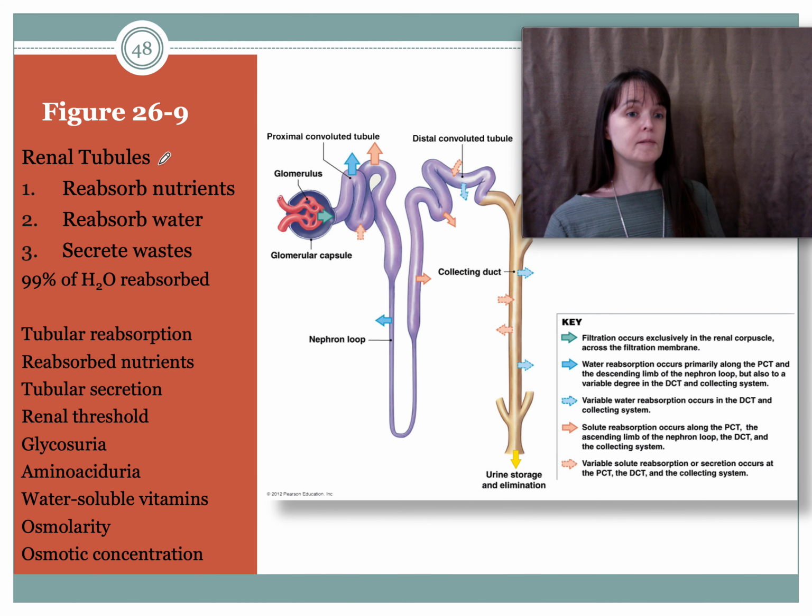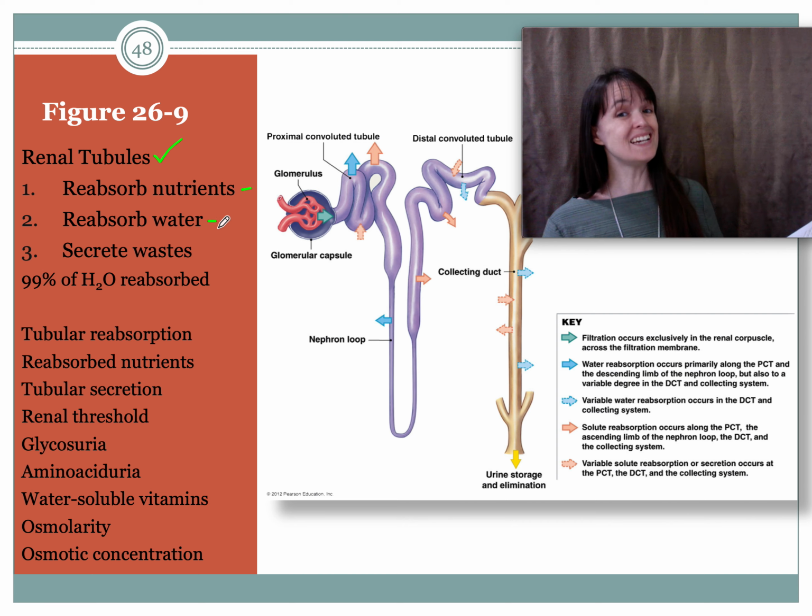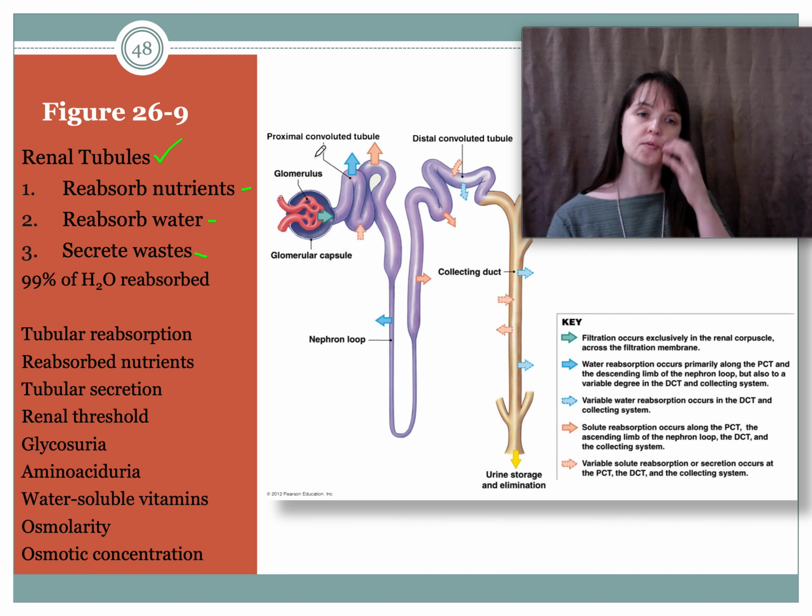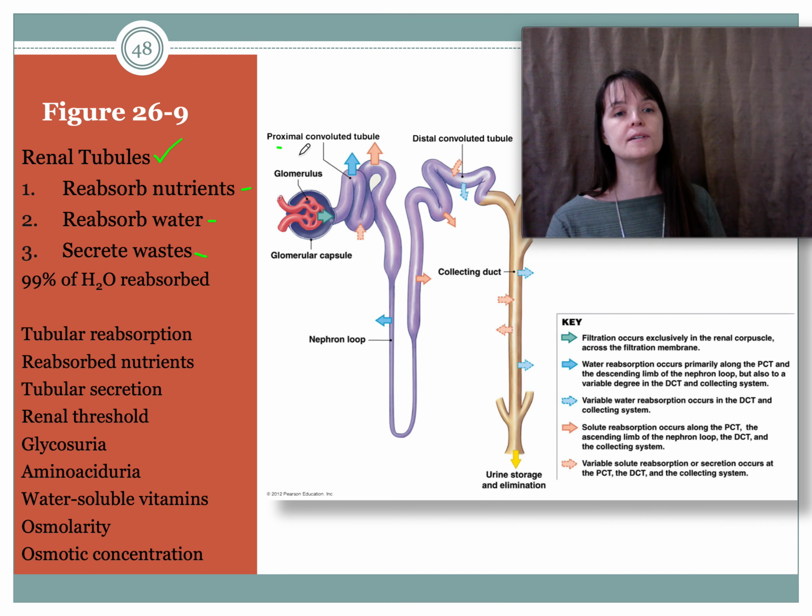The renal tubules. The renal tubule has 3 specific functions. 1, reabsorb organic nutrients. 2, reabsorb more than 90% of the water. And 3, secrete wastes. As filtrate passes through the renal tubules, about 99% of it is reabsorbed. There are 3 parts of the renal tubule, as you know from the lab material: the proximal convoluted tubule, the nephron loop, and the distal convoluted tubule. These are the 3 parts of the renal tubules, and they all work on these 3 functions.